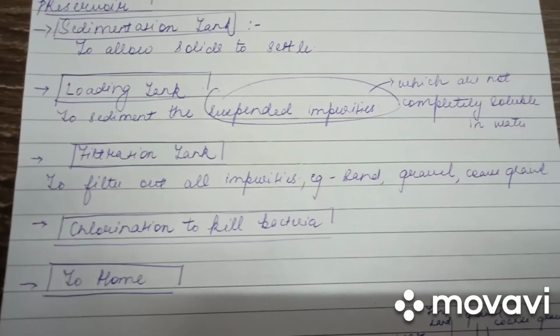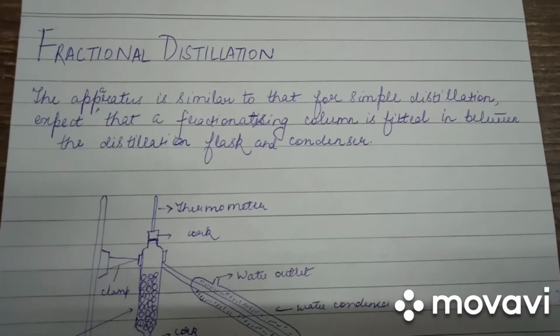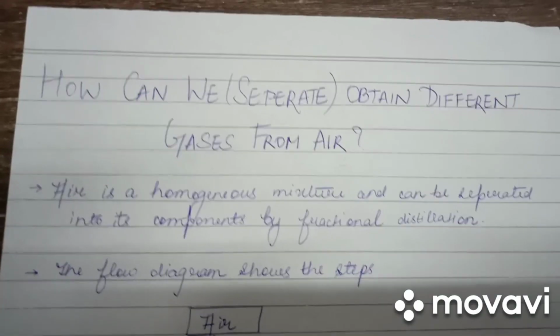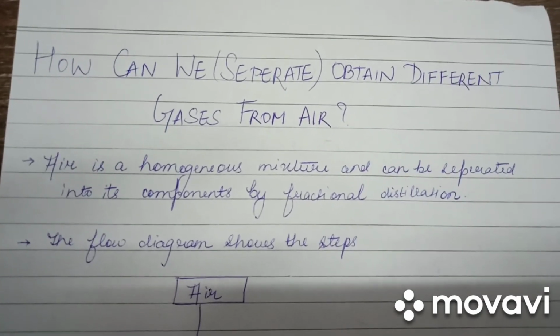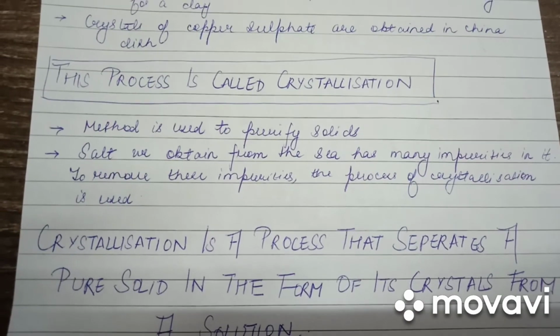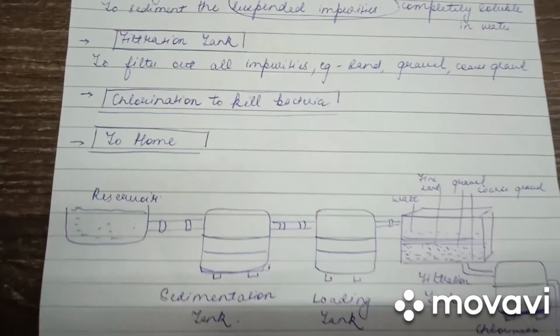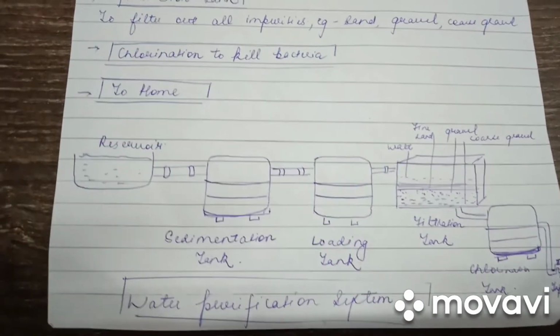With this, we come to an end of our today's video. In our today's video, we discussed what is fractional distillation. We discussed how we can separate different gases from air. We discussed the process of crystallization in detail. And finally, we discussed the water purification system.